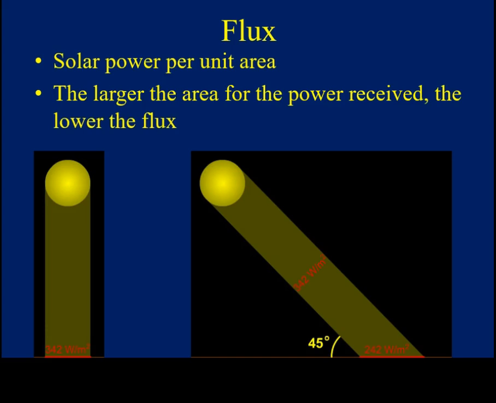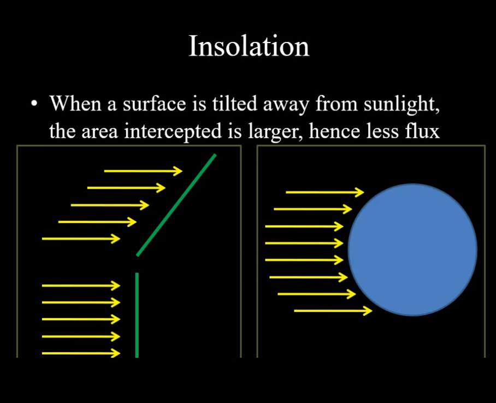Recall that surface heating depends on solar elevation. The higher up the sun is, the more heating. This explains the variation of heating throughout the day as the sun is highest in the sky at noon. This also explains why it is hotter at the equator and cooler at the poles.